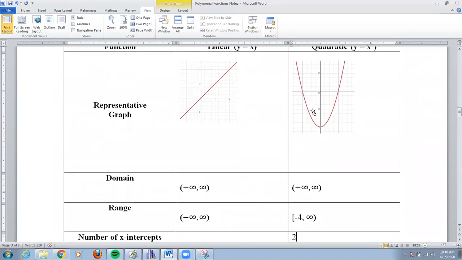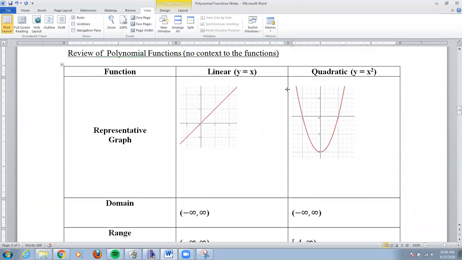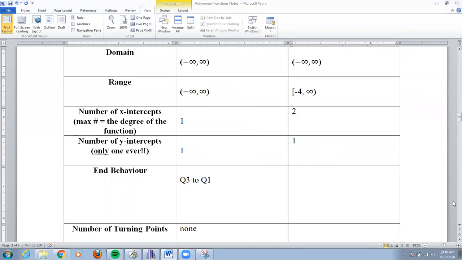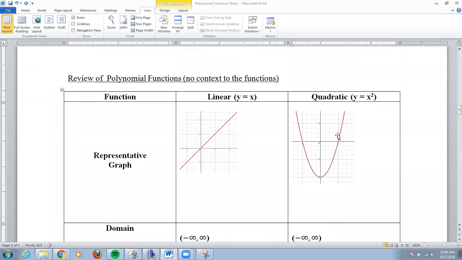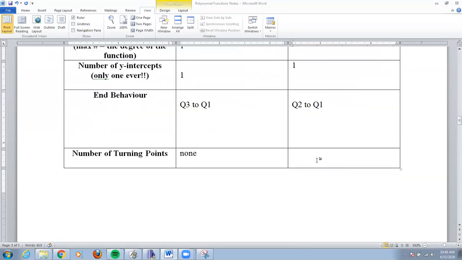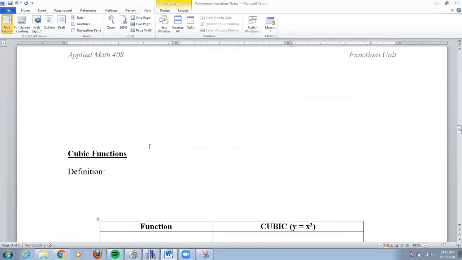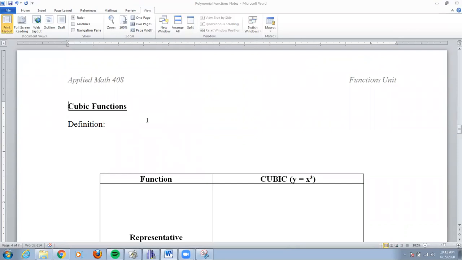Y-intercept, well, there's only one y-intercept. It touches at -4. The end behavior of this graph starts at quadrant 2, and it goes to quadrant 1. The number of turning points, well, there is 1, the vertex, 1 turning point. So that's just a brief overview of linear and quadratics that we did in grade 10 and that we did in grade 11. So now let's take a look at what a cubic function is.